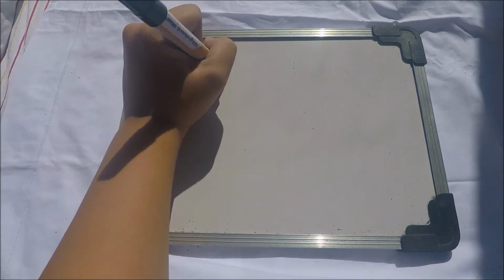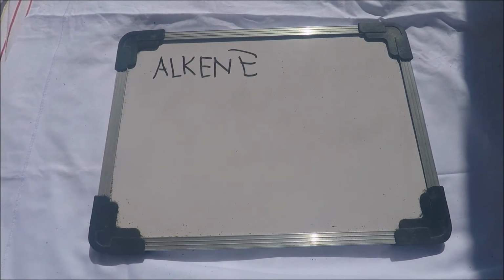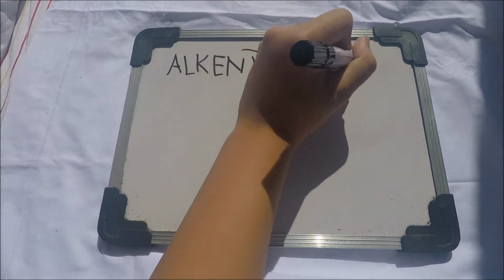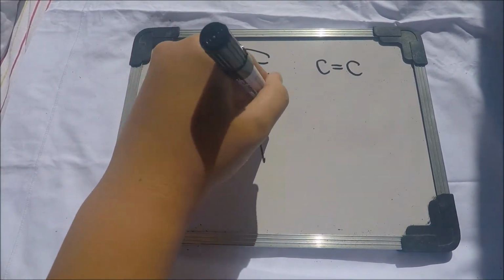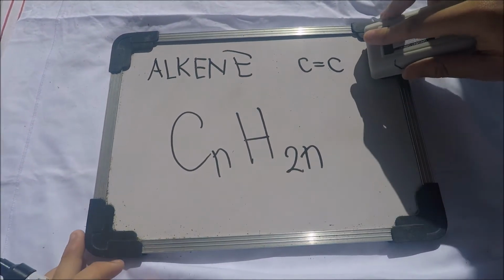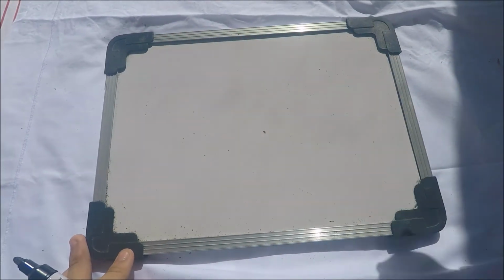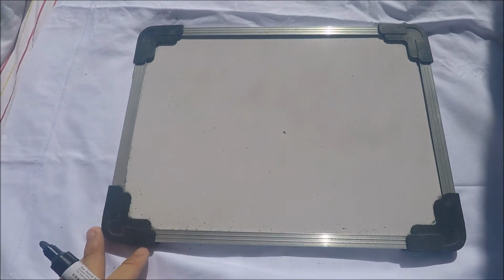Meanwhile, alkenes are another type of aliphatic hydrocarbons. They have a double bond between two atoms. The formula of this is CnH2n, which means that depending on the number of carbon atoms, hydrogen atoms are only twice that number.